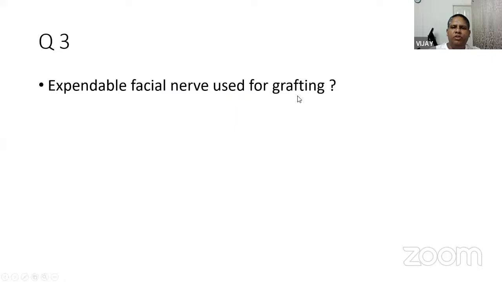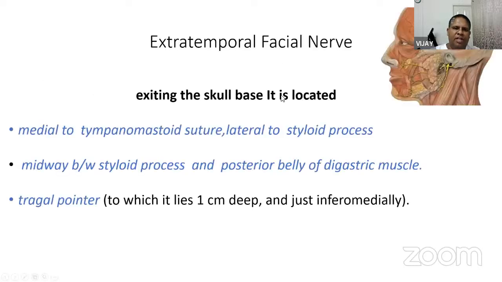Expendable facial nerve used for grafting. I think what they have mentioned is which branch of the facial nerve is expendable when it is used for a cross facial nerve grafting. Okay, so let us see the anatomy of the facial nerve.